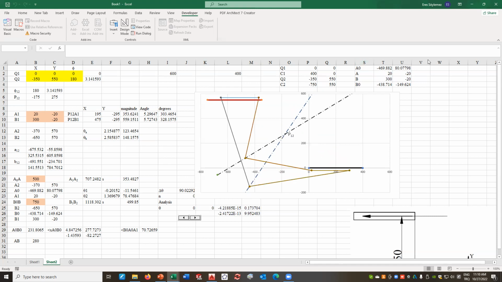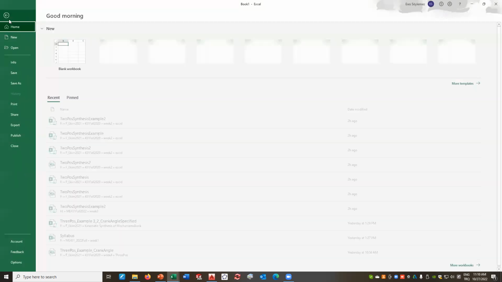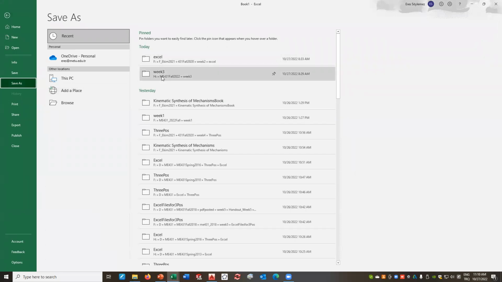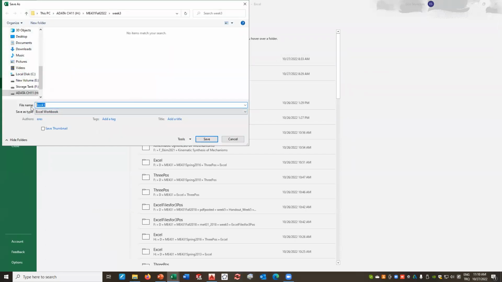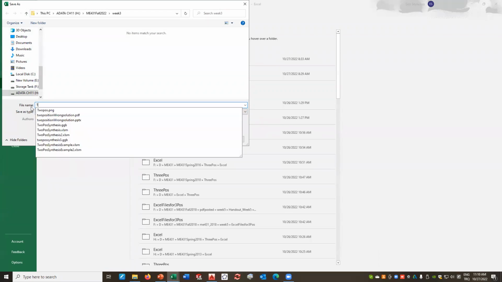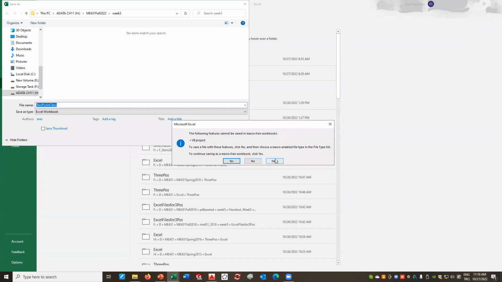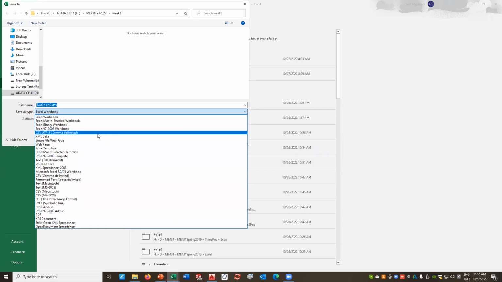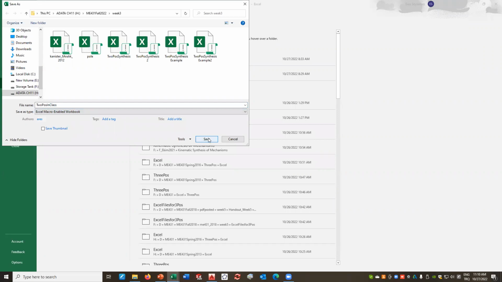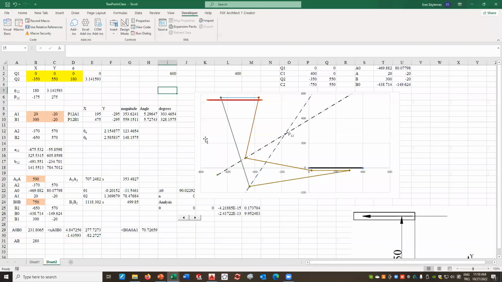I don't have time for the other case, but I'll save this. Save as. I'll write true posts in class. If you have Excel sheets, click no. Excel macro enabled, you have to save it as such.